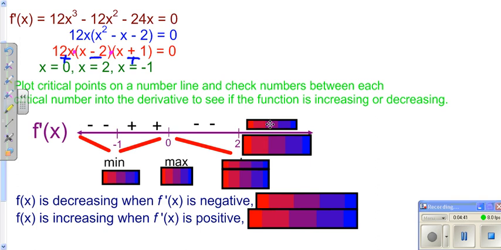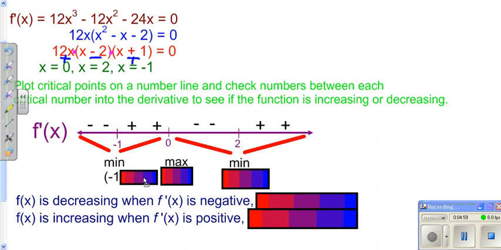Over here, I could try a number and plug it in. I get everything to be positive, so that means I'm going up. And remember, when we're checking these numbers, we're plugging it into our derivative. Since I have a valley here, I would have a minimum.